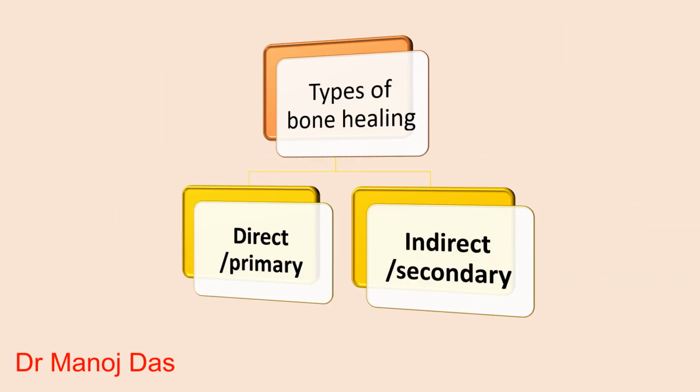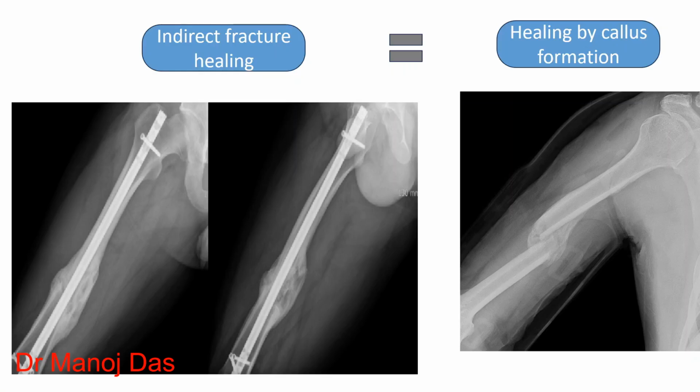Now what are the types of bone healing? One is the direct or primary bone healing and second is the indirect or secondary bone healing. So what is indirect fracture healing? When the fracture heals by callus formation, we call it indirect fracture healing. We can see in the picture there is a lot of callus. Callus is new bone. Again in the second picture also we can see there is callus formation or new bone formation. So here the fracture has united by the indirect method, or healing by callus formation.